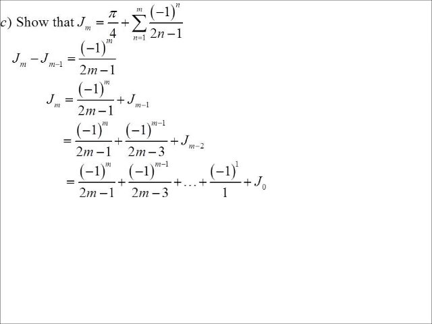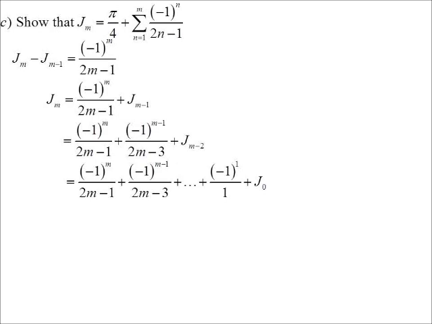Now we're going to show that J_m is pi on 4 plus the sum from 1 to m of minus 1 to the n on 2n minus 1. So I'm moving the J_m. J_m will equal minus 1 to the m on 2m minus 1 plus J_{m-1}. But J_{m-1}, substitute in, and it will reduce by 1. It will become J_{m-2}, and so on, and so on, till eventually we'll get to J_0. That's where the sum's coming in.